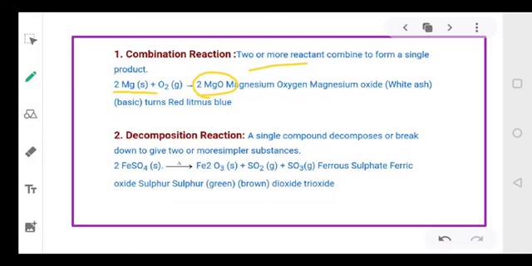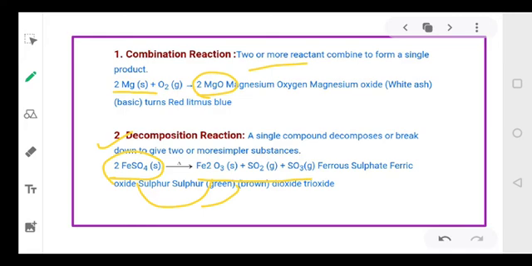The second type of reaction is referred to as decomposition reaction. Decomposition reaction means where a single reactant is there. In case of decomposition reaction, a single reactant will break into two or more than two products. Just suppose there are three products here.